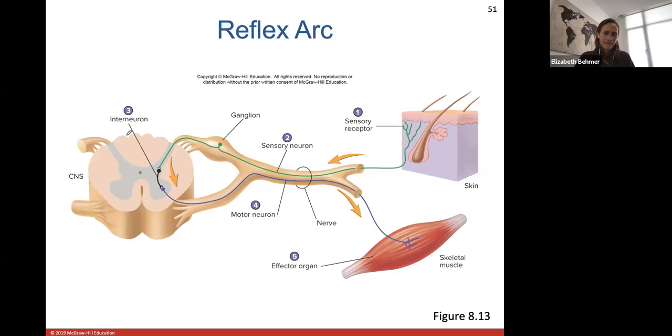Yes, Kathy. Low calcium levels, if they are extremely low, would affect the release of acetylcholine. Yes.